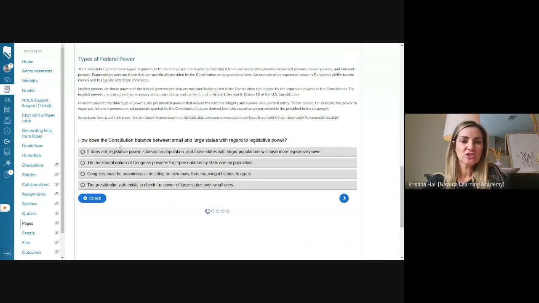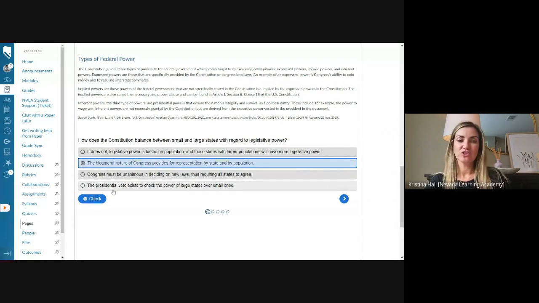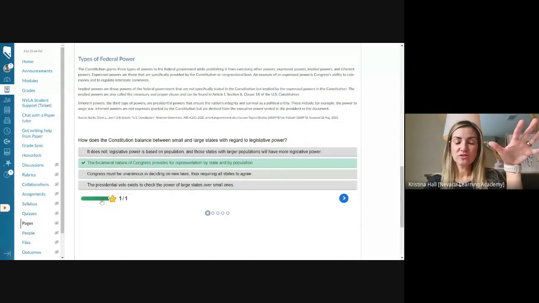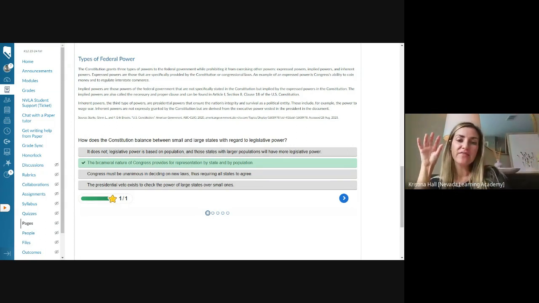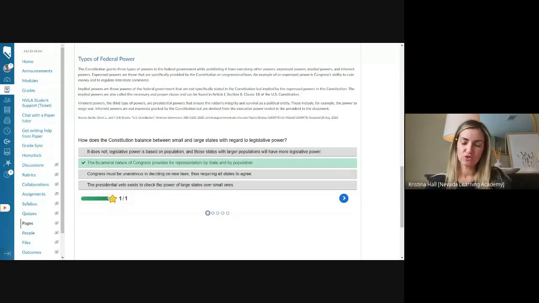Okay, how does the Constitution balance between small and large states with regard to legislative power? So remember, larger states should have a bigger say because they have more people, more problems, but we also have to make sure the smaller states aren't being steamrolled. So how do we solve that? That was the bicameral nature of it. We have the House, which is based on population, so the more population, the more representatives. And then we have the Senate. Bicameral means two houses, and the Senate is based on everyone being the same. I don't care if you're Wyoming or California, you get two representatives, two state senators.